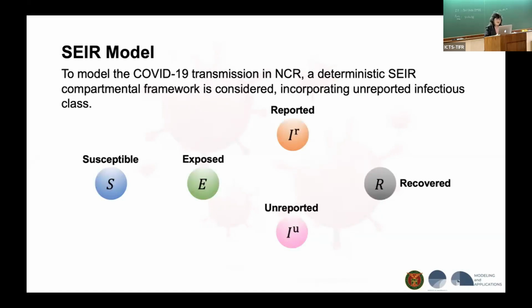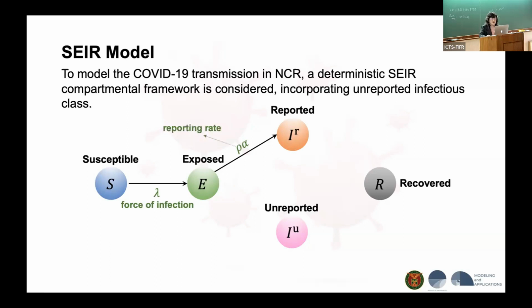To model the COVID-19 transmission in NCR, a deterministic SEIR compartmental framework is considered, incorporating an unreported infectious class. So we have here 5 states in the model. We have the susceptible population, exposed population, reported infectious class, unreported infectious class, and the recovered population. A susceptible individual proceeds to the exposed class through the force of infection lambda. And an individual who is tested and recorded as virus positive is then moved to the reported infectious class due to the reporting rate rho and latency rate alpha.